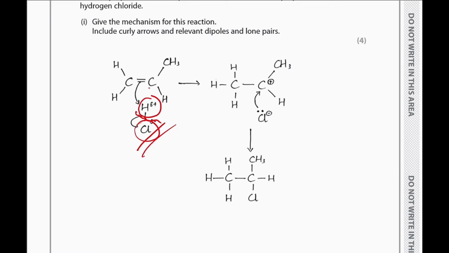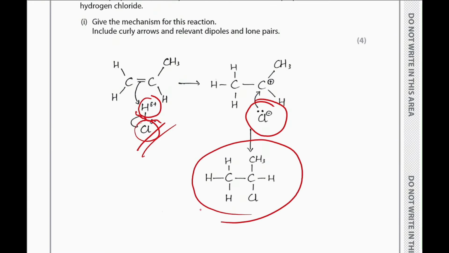Once one of the bonds breaks down, an intermediate carbocation is produced, and the remaining chloride ion that has been produced reacts with the positively charged carbocation right here, and joins together to produce the final product. So this is how the mechanism is shown with the relevant dipoles. These are the dipoles and these are the arrows which are shown.